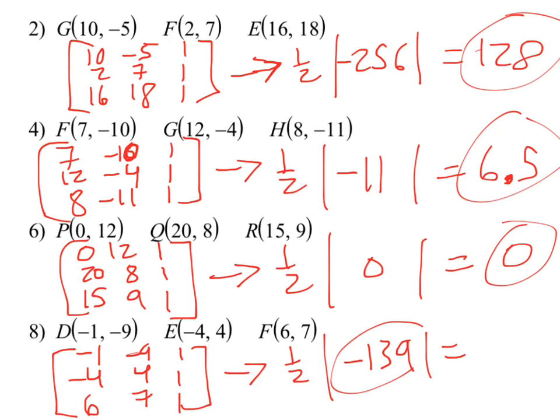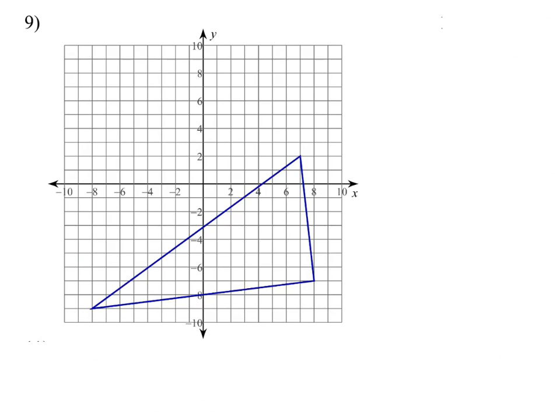And then this one we have negative 139, but we had to make it positive, and then take that and cut it in half, which is going to give you 69.5. So that's the first section. In the next section, it gives you a picture of a triangle, and then you have to get the determinant. We're going to do the exact same thing, except now we have 3 vertices labeled, shown graphically.